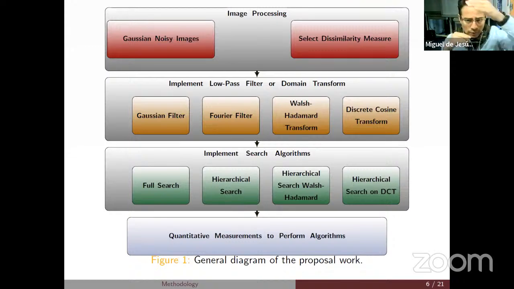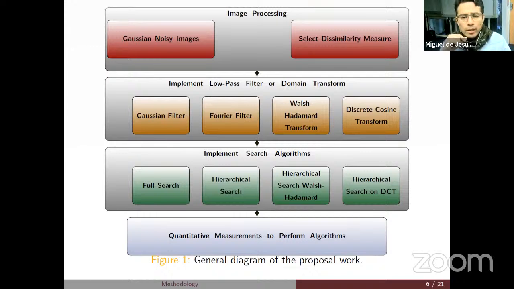Well, this is the methodology, the general diagram of the proposed work. In this case, we make an environment to add noise to certain images and select the dissimilarity measure. And in this work it is the Euclidean distance. After this, we implement certain low-pass filters or certain frequency domain transforms, as you can see on the screen. But in this work, there are two main filters: the Fourier filter and the Walsh-Hadamard transform.